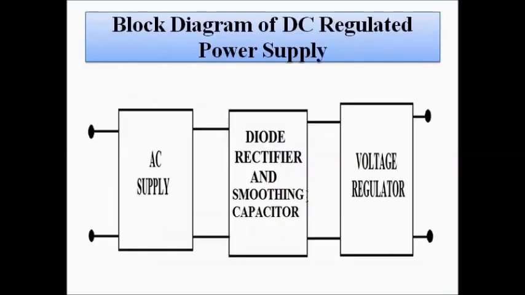The only thing we are going to discuss here is how we get an almost flatline, smooth DC from the pulsating DC. For that the smoothing capacitor is used, and then we get a constant value of voltage with the help of the voltage regulator. Only these two parts we will discuss in detail. The rectifier part we have already discussed numerous times in my previous videos, so please check out those rectifier videos.